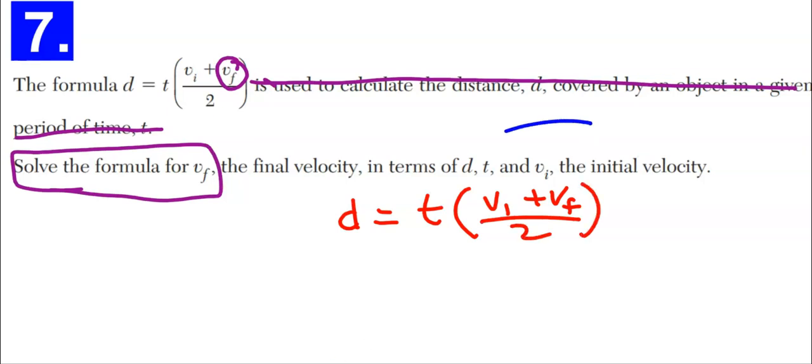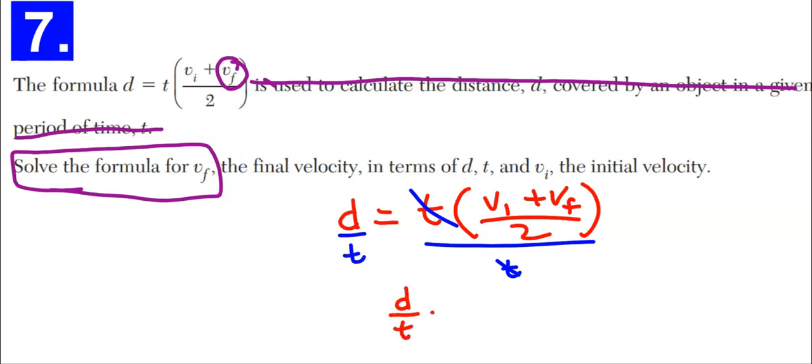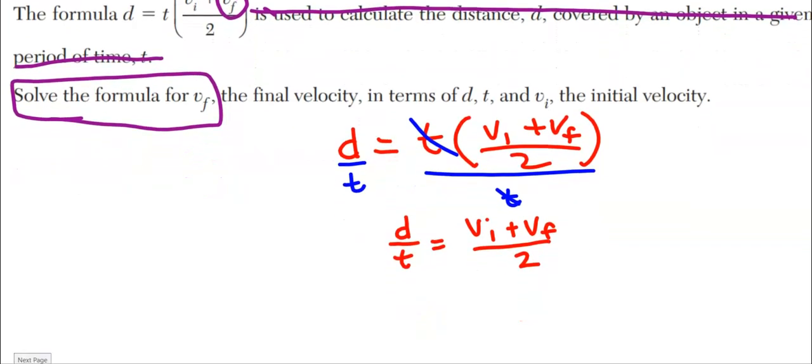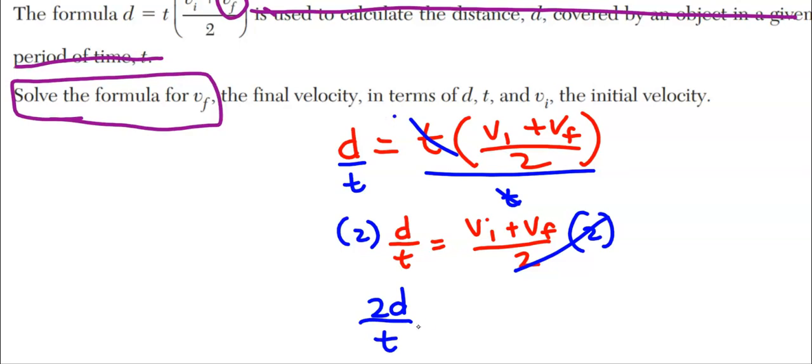Then the first thing I need to do is get rid of anything outside of these parentheses. So I'm going to divide both sides by T, giving me D divided by T is equal to the quantity VI plus VF divided by 2. Now I remove the parentheses because there was nothing to distribute anymore. So now what I'm going to do is remove the denominator by multiplying both sides by 2. Now be careful over here. When you multiply a fraction times a whole number, you only multiply the numerator, like this.